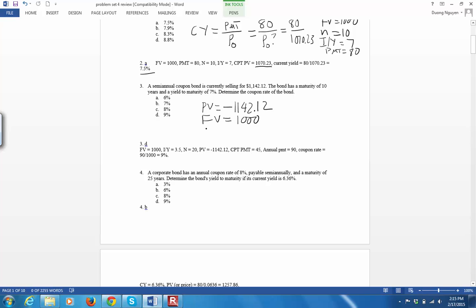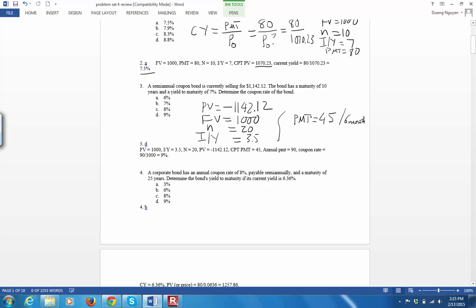The bond has 10 years to maturity, but this is a semi-annual bond, so the number of payments is 10 times 2, equal to 20. The yield to maturity for 1 year is 7%, but this is semi-annual, so the interest rate for one period, which is 6 months, is 3.5%. From here you are able to compute the payment equal to 45. This is the $45 for 6 months.